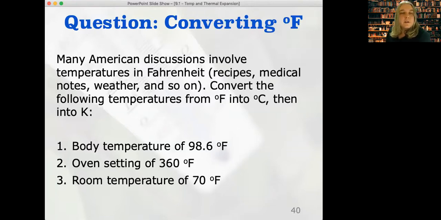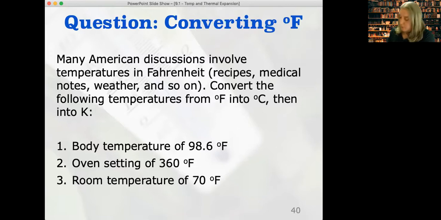Many Americans' discussions involve temperatures in Fahrenheit: recipes, medical notes, weather, and so on. You'll often hear talk of Fahrenheit. This is just a little practice for you to convert temperatures between the two scales. So these three temperatures are given in Fahrenheit. We want to convert them to Celsius and then into Kelvin.